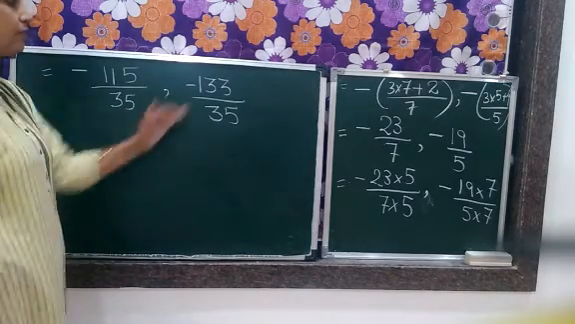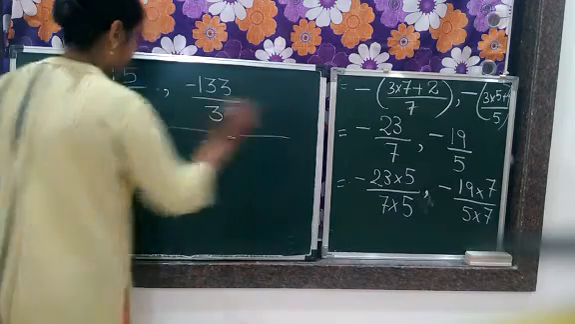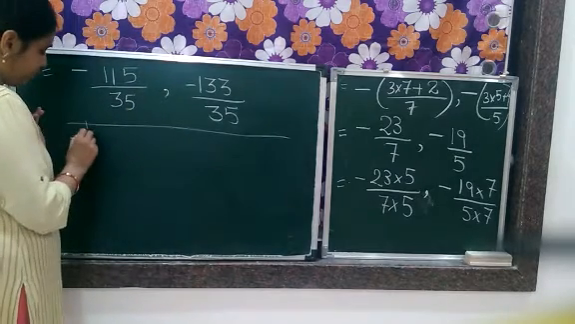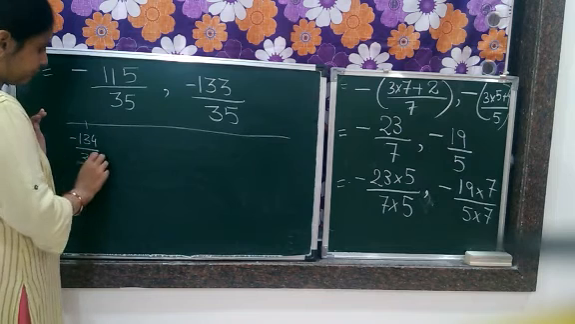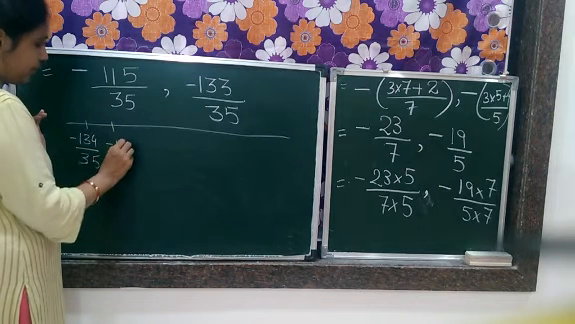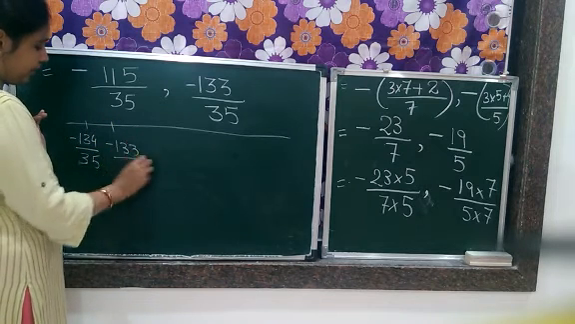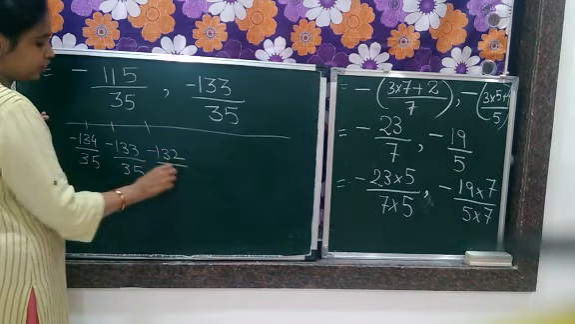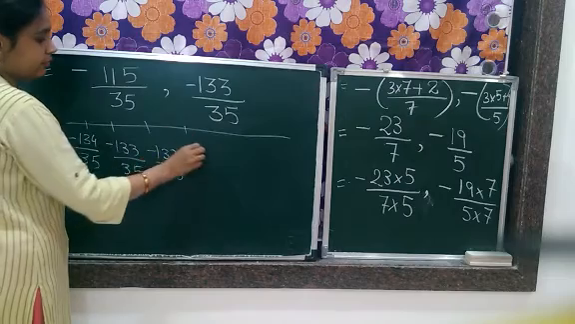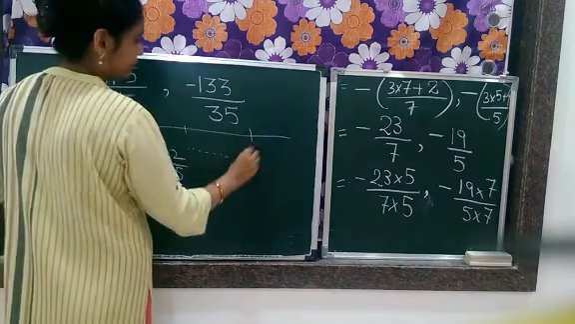So when you are going to make the number line, once again, let's start the number line. This will be minus 134 by 35, minus 133 by 35, minus 132 by 35. Keep going.